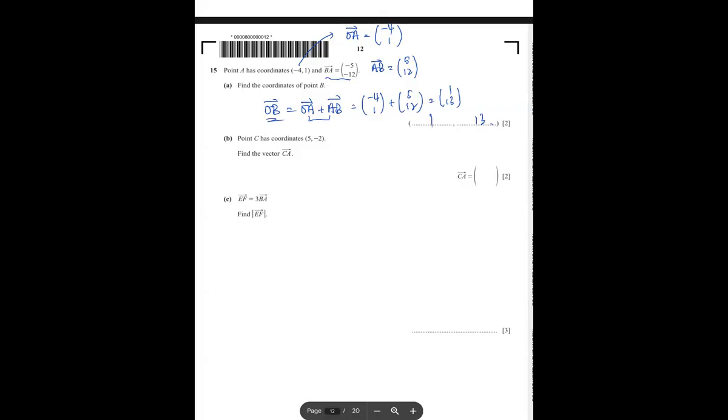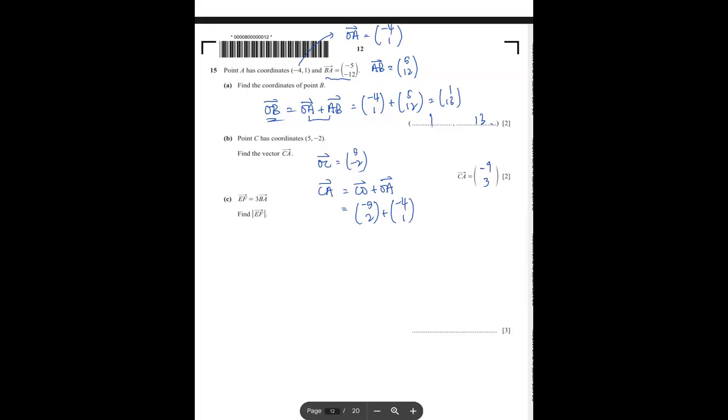Okay, point C has the coordinates 5, -2. That means again OC is 5, -2. I want to find the vector CA. I can go from C to O and then O to A. CO is negative OC, so it's -5, 2, plus OA. OA is -4, 1. So this is -9, 3.